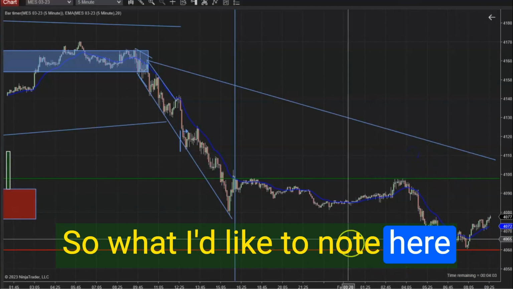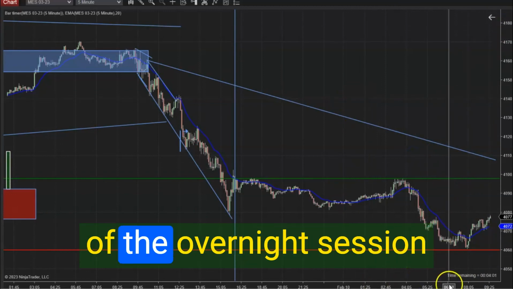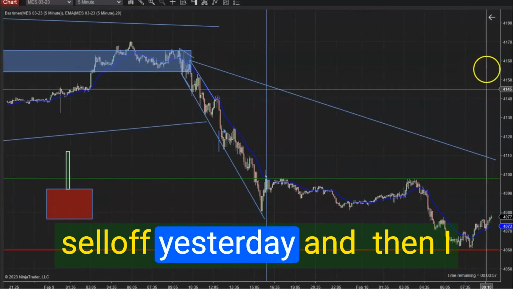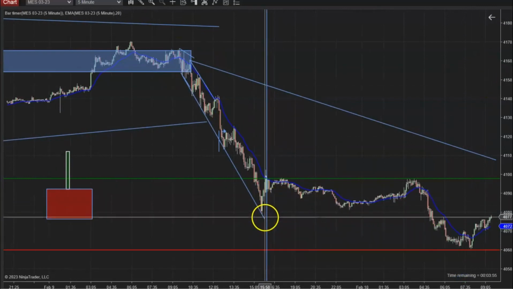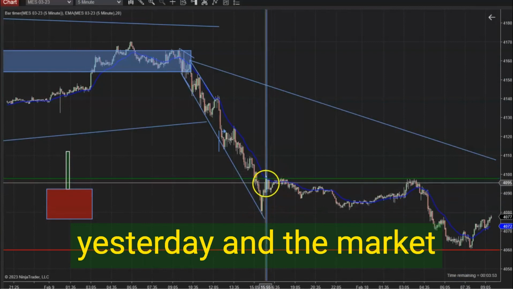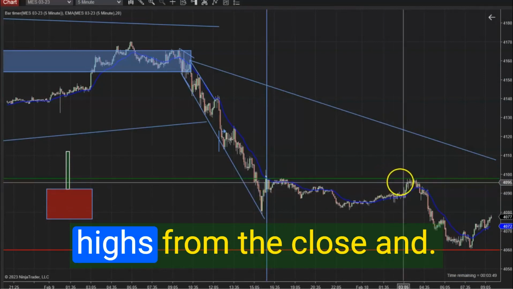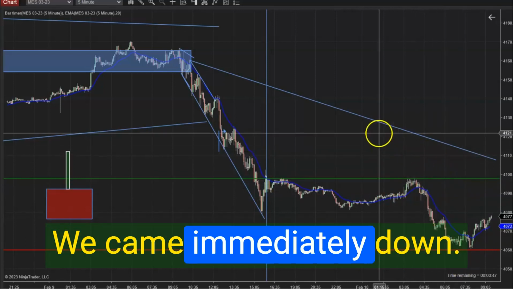What I'd like to note about the high and the low of the overnight session is that the market had a sell-off yesterday, and then it bounced at the close yesterday, and the market was not able to breach the highs from the close, and we came immediately down.